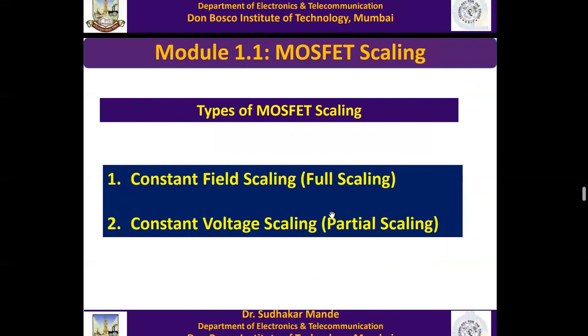Then, once you have understood MOSFET scaling, I will explain there are two types of MOSFET scaling. One is called constant field scaling, which is also called full scaling. And there is another type, constant voltage scaling, which is also called partial scaling. So let us understand what is constant voltage scaling and what is constant field scaling.